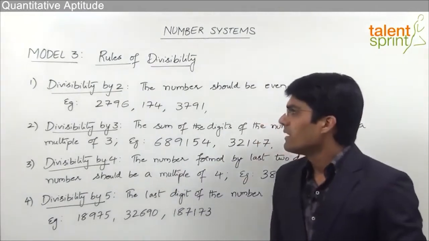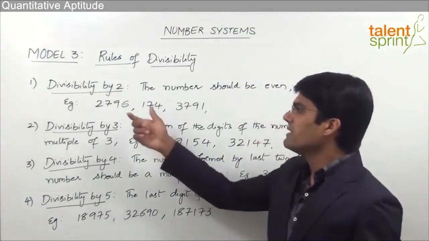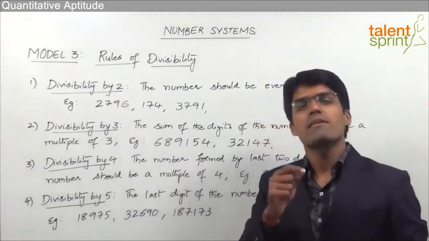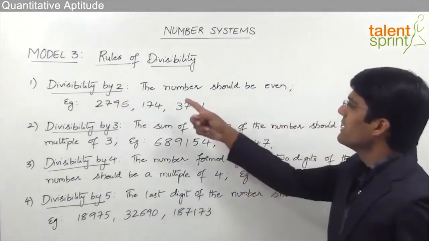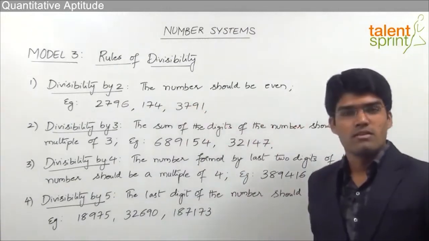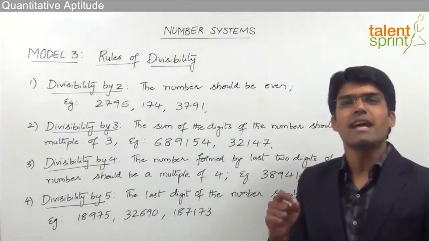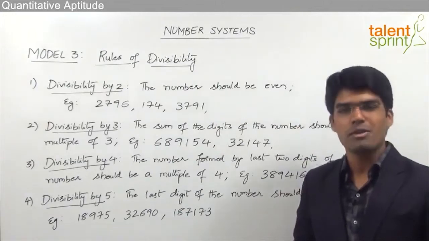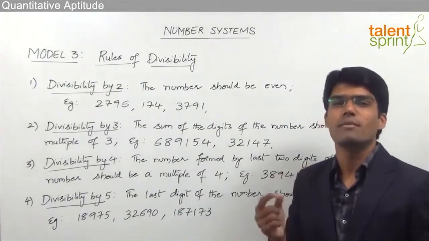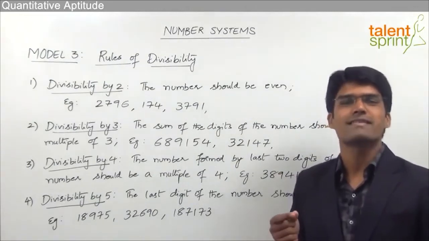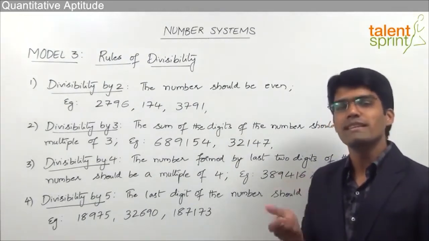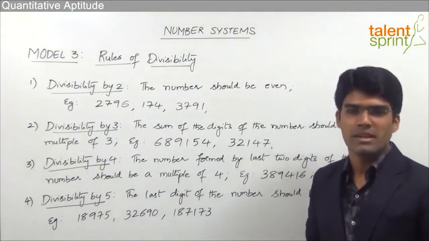Now if you look at the first one here, divisibility by 2. How to check whether a given number is divisible by 2 or not. The condition here is the number should be even. So for a number to be divisible by 2, it has to be an even number, or we can say that the last digit should be even. So it should be either 0 or 2 or 4 or 6 or 8, because only in these cases the number becomes an even number.